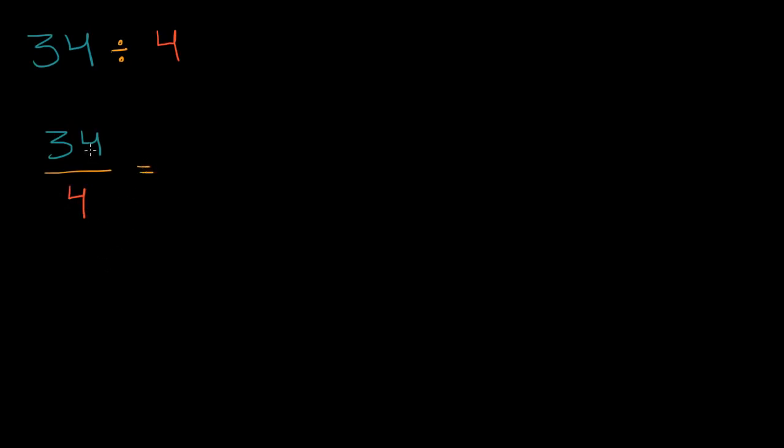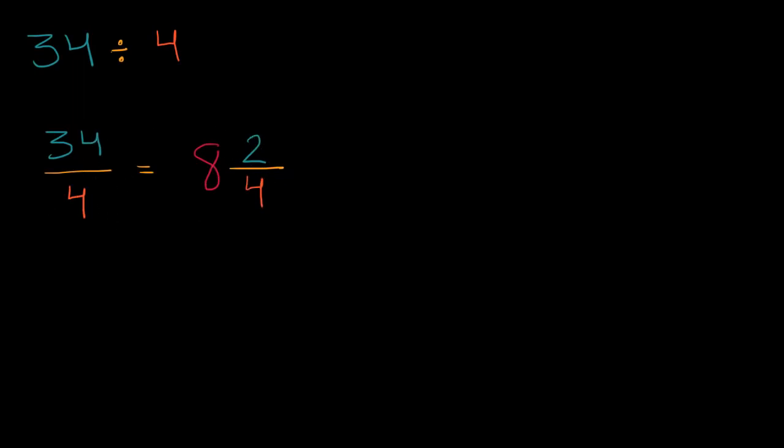Well, 4 goes into 34 8 times. And you're going to have 2 left over. So this is 8 and 2 fourths. Let me write it. Let me do that 2 in blue just for fun. 8 and 2 over 4. 8 and 2 fourths. So how do I do this again? I said 4 goes into 34 8 times, and then I have 2 left over. So I'm going to have 2 fourths left over.